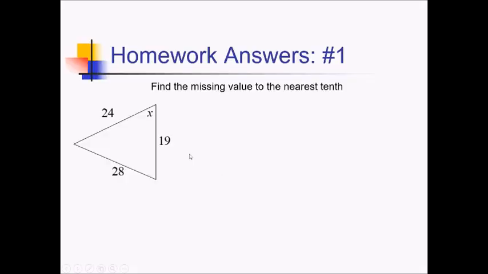So for this one, we have three sides of a triangle that we don't know is a right triangle or not, and we're looking for an angle. We're going to go ahead and use the law of cosines for this then, if we have side, side, side. So that's cosine of C equals a squared plus b squared minus c squared over 2ab.